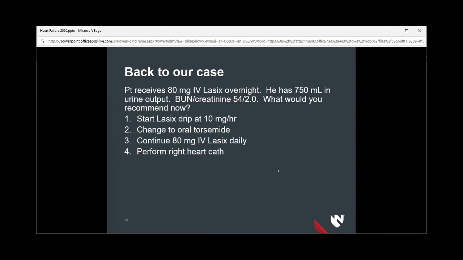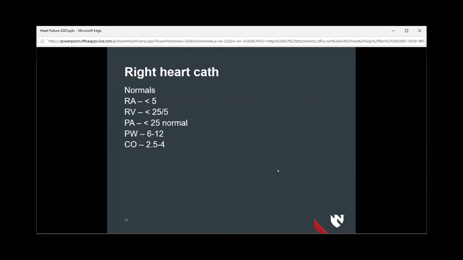Performing a right heart catheterization might be the right option, especially with his fluctuating kidney function. Maybe his cardiac output really is lower than we're thinking it is, even though he has adequate blood pressure. Typically, we like to wait until we know they're a little bit more euvolemic before doing a right heart catheterization. But if we're really kind of stuck, especially with a patient like this who has borderline kidney function and we're not sure which way to go, performing a right heart catheterization might be your best option.